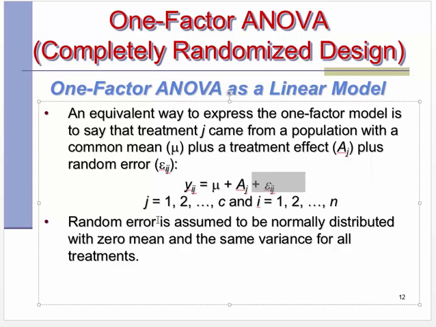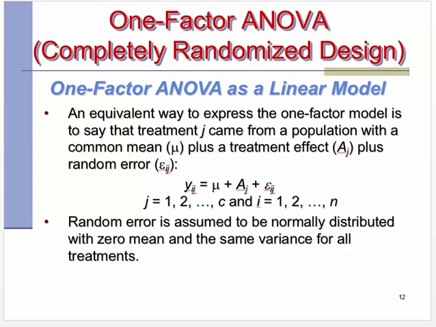So j equals 1, 2, 3, 4, all the way to C. C is the number of treatments we can have. Right? And i equals 1 through N. That's the total number of observations. Random error is assumed to be normally distributed with zero mean and the same variance for all treatments. That's one of the assumptions. So ANOVA can be expressed as a linear model.